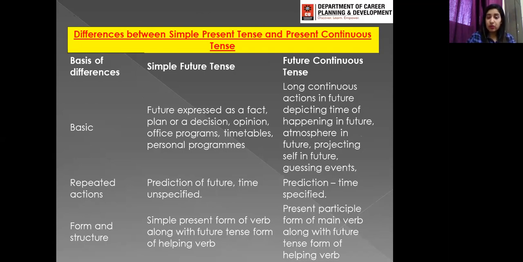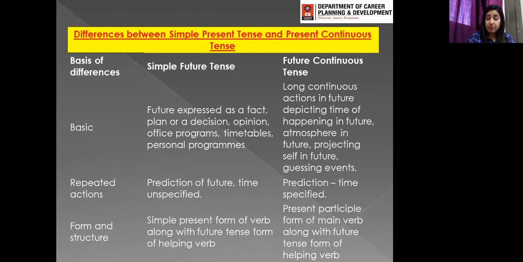We are going to differentiate between these two tenses in three different parts: the basic, repeated actions, and the form and structure. In basic, the difference is that the simple future tense is used just to describe a fact, a decision, a plan, or a timetable that you have prepared. On the other hand, the future continuous talks about the time duration in which those events are going to happen. A point is told in the future tense, and the duration is mentioned in the future continuous tense.